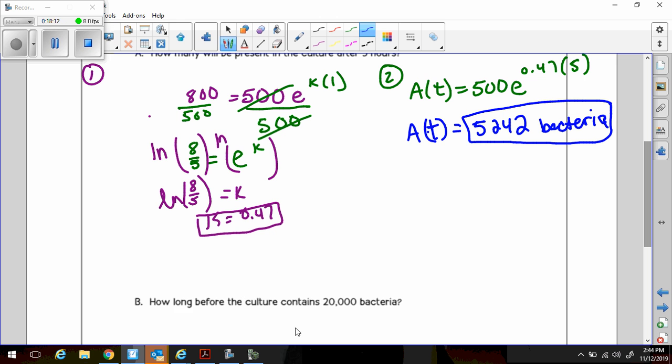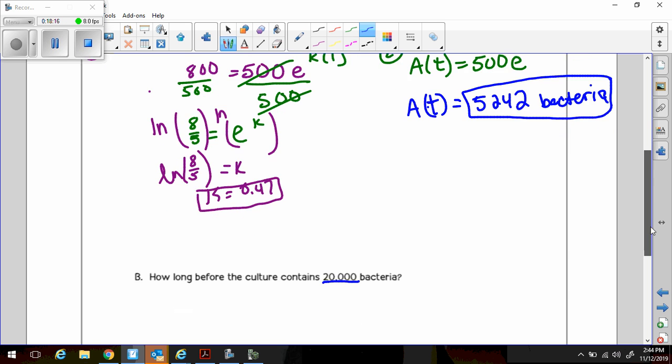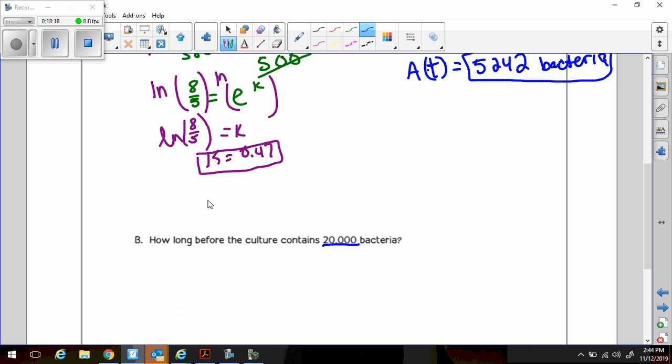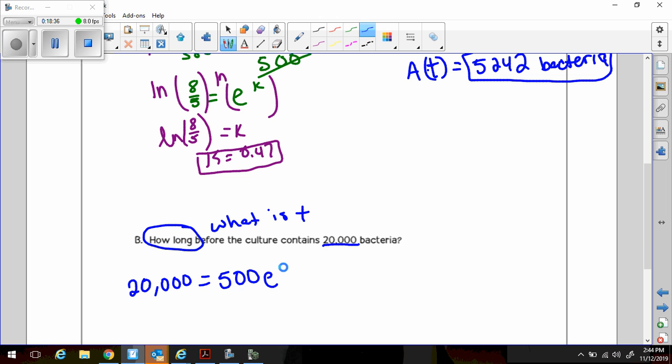How long before the culture contains 20,000 bacteria? So in this case, you're going to plug it in the opposite way. They're asking how long. So they're asking you, what is T? So 20,000 is my answer. Equals, my initial is still 500 times e. So the rate is still 0.47. This time, I don't know T.